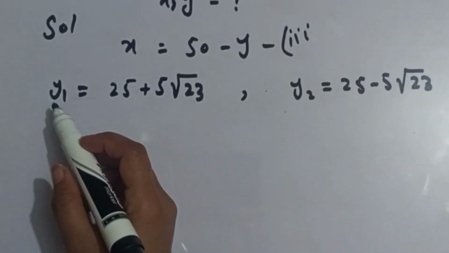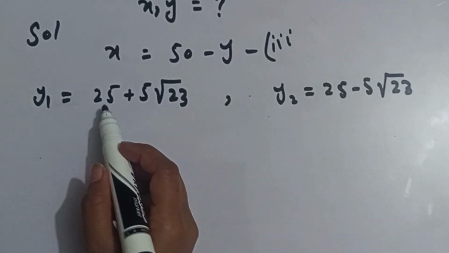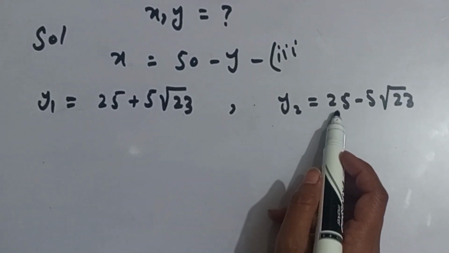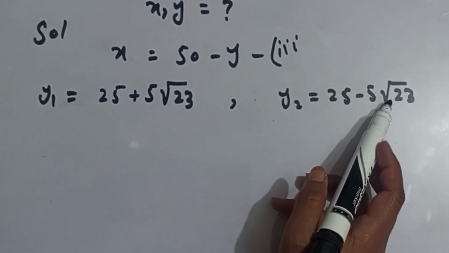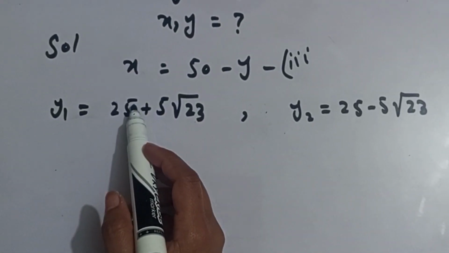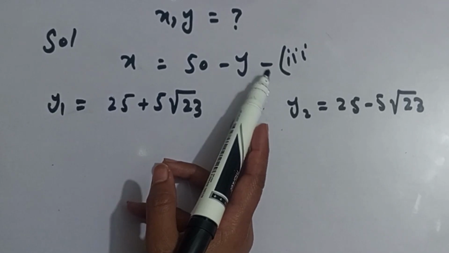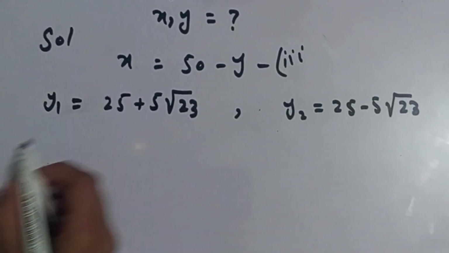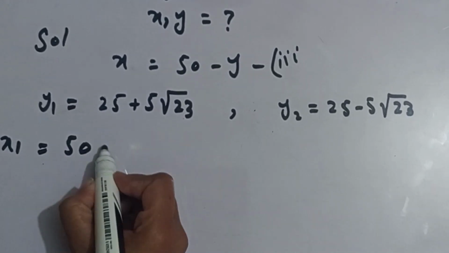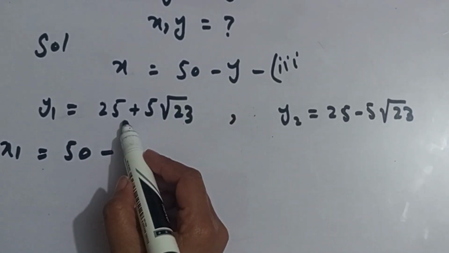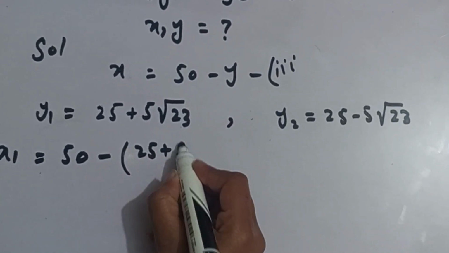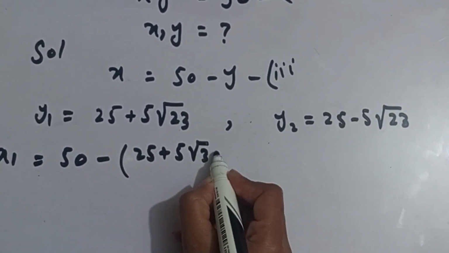So we get two values of y. First one is y1 is 25 plus 5 times square root 23, and y2 is 25 minus 5 times square root 23. Now we use this y1 value and find the value of x. For this we use this equation number 3. So we have x1 is equal to 50 minus y. y is this one. So here we write 25 plus 5 times square root 23.